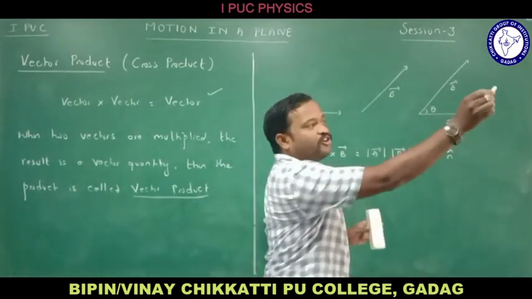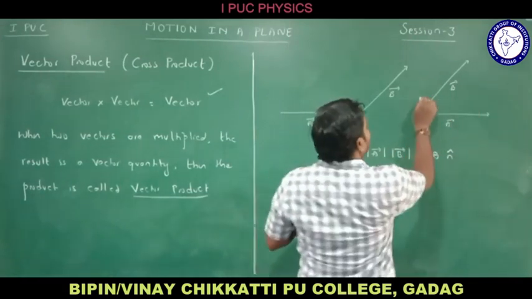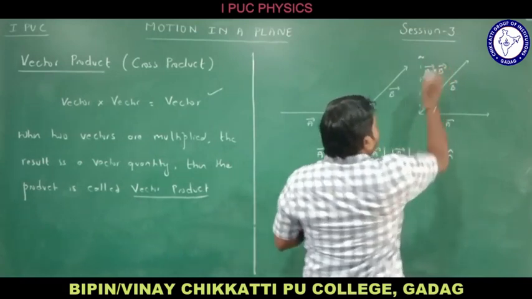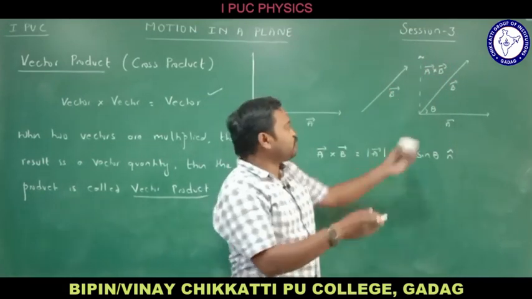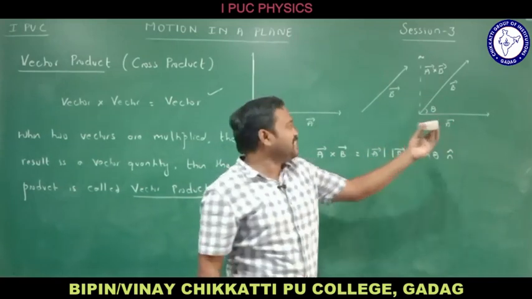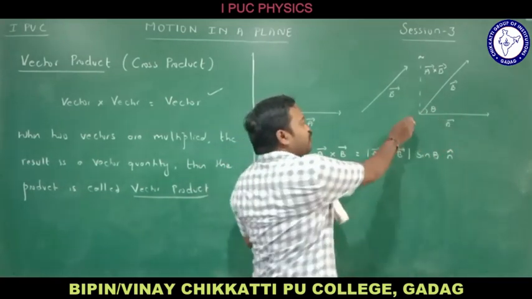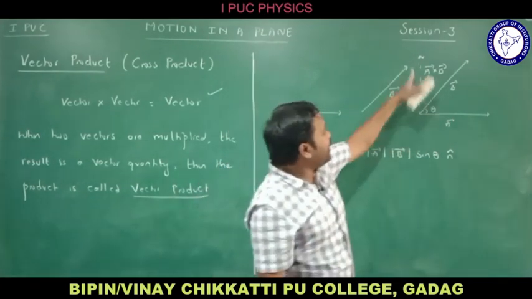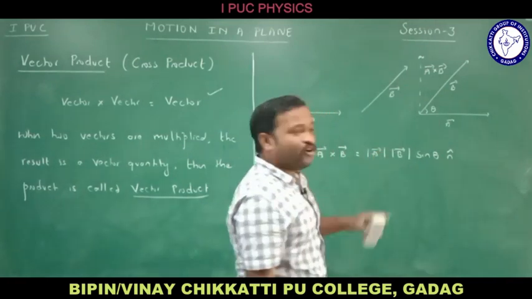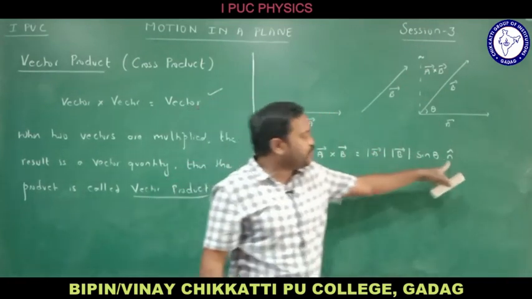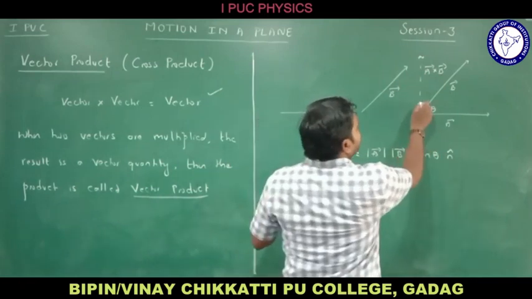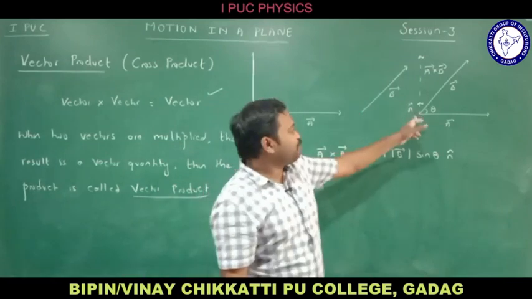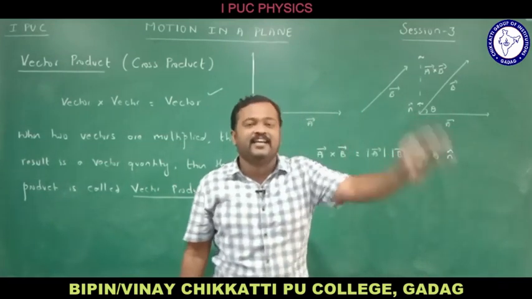But I cannot draw it in this way, that is why let me take it like this. This is A cross B. But actually A cross B is not in that direction. A cross B is perpendicular to the board. Since it is perpendicular to the board, I cannot draw a line perpendicular to the board. That is why I am drawing in this way. How to denote the direction of A cross B? The direction of A cross B is given by n cap. It is perpendicular to the plane containing A and B.